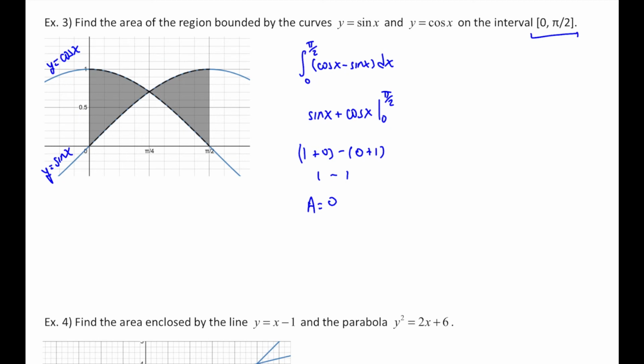Here's what's going on. It always has to be the area at the top, subtract the bottom. At this point, pi over 4. And we know it's pi over 4 because that's a value where sine and cosine are equal. They swap. Sine is now on top, cosine is now on bottom.